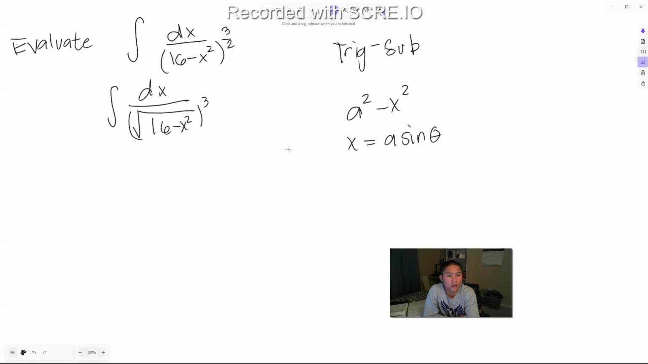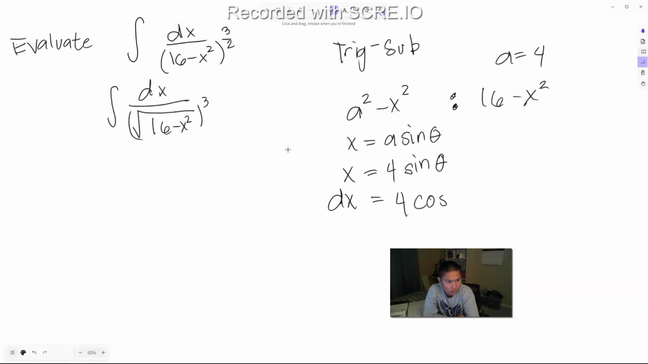All right, so going back to this, we can determine that this is equal to 16 minus x squared, so our a value should be equal to 4. Now we can plug that in here: x is equal to 4 sine theta. We're going to substitute that later, but first things first, we should find the derivative of x. The dx will be equal to 4 cosine theta d theta.